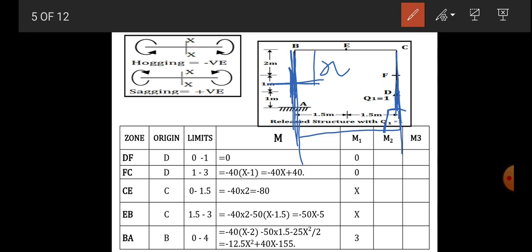So the perpendicular distance, if we look toward the structure, is 1.5 plus 1.5, that means 3 meter. And if you rotate, force is acting up. If you rotate about the vertical, it will rotate in an anti-clockwise sense. So sagging, so positive sign will be there. So 1 into 3, 1 is the force, 3 is the lever arm. So the answer will be plus 3. So this is about the M1 column.